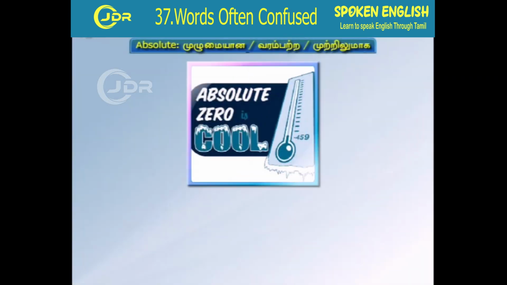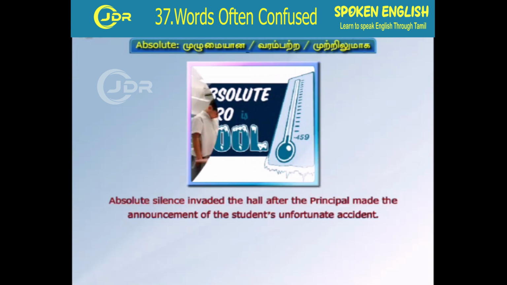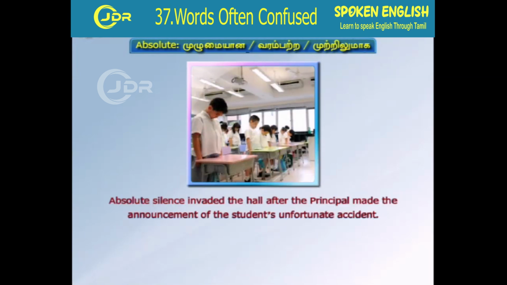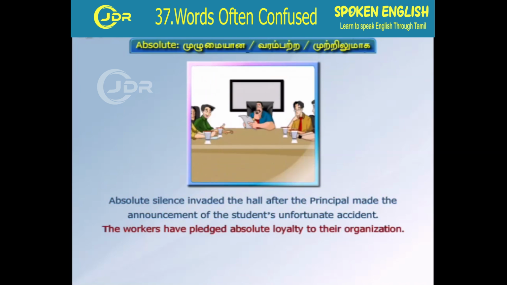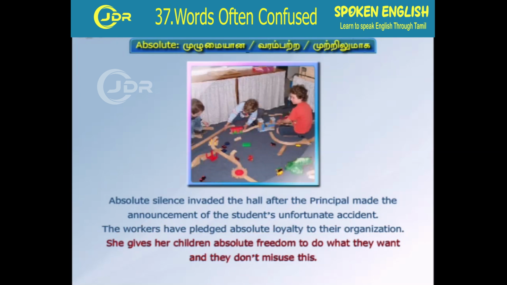Absolute. Mudumayana. Varambatra. Mutrilumaga. Absolute silence invaded the hall after the principal made the announcement of the student's unfortunate accident. The workers have pledged absolute loyalty to their organization. She gives her children absolute freedom to do what they want and they don't misuse this.